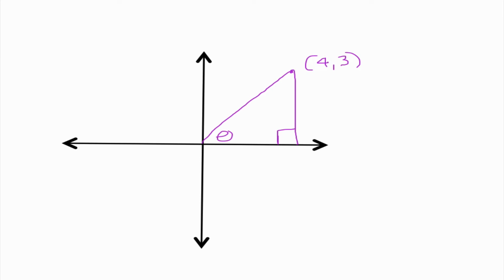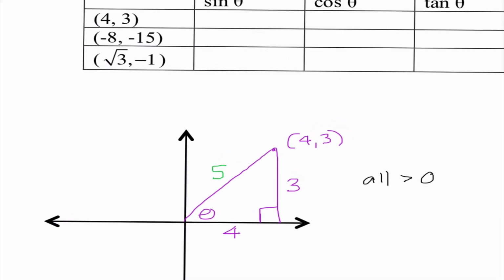Now 4, 3 means that it's going to the right 4 and up 3. So that means that my adjacent side is 4 and my opposite side is 3. If we use Pythagorean theorem, we would find that our hypotenuse is 5. Now, kind of a side note, we learned that in quadrant 1, all trig functions are positive. So that's just something that is good to double check once we have a final answer.